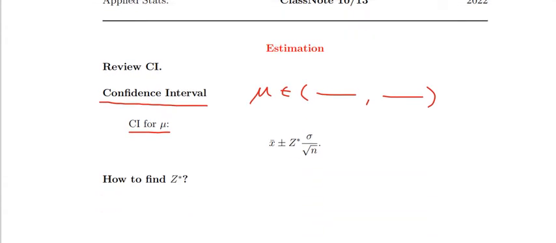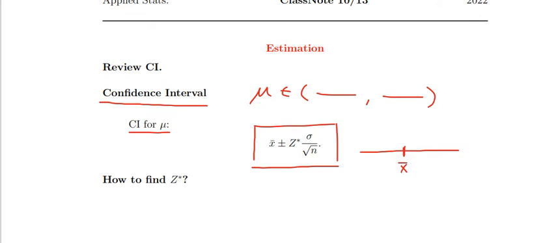Okay, so we have the formula, right? The confidence interval for mu is x bar, where x bar is the sample's average, plus minus, upper bound and lower bound, z star times sigma over radical n. So the interval is just like that, plus this, minus this. We also call sigma over radical n the standard error.